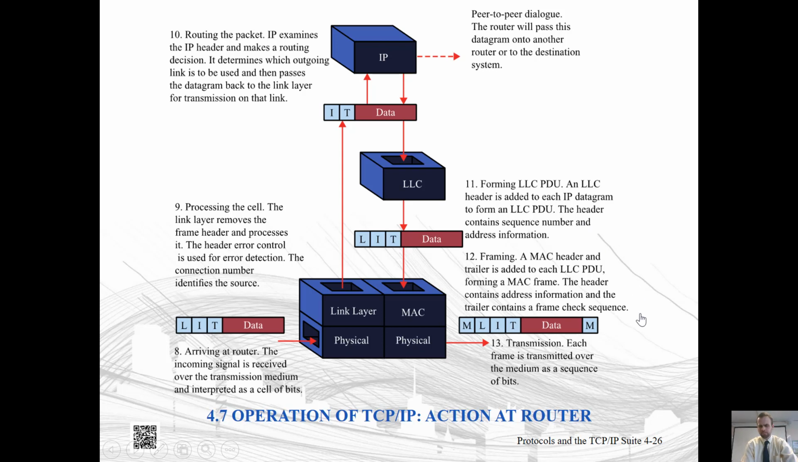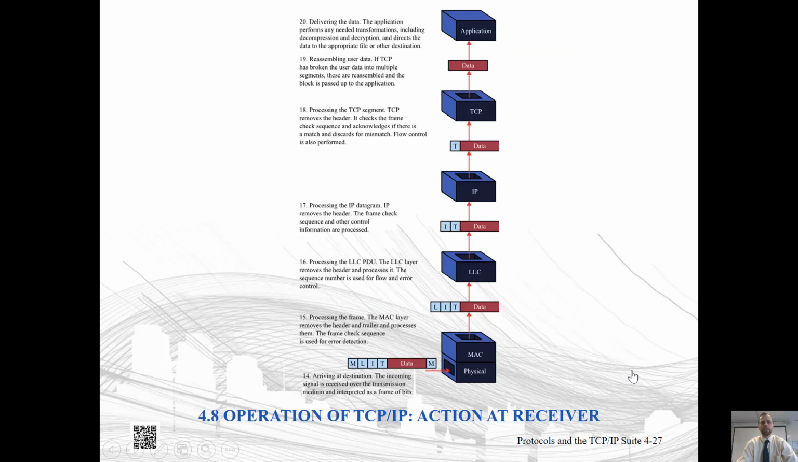So a media access controller MAC header and trailer is added to each LLC PDU, forming a MAC frame, and the header contains address information and the trailer contains a frame check sequence. And then finally there's transmission, so each frame is transmitted over the medium as a sequence of bits. Then you have the action at the receiver.